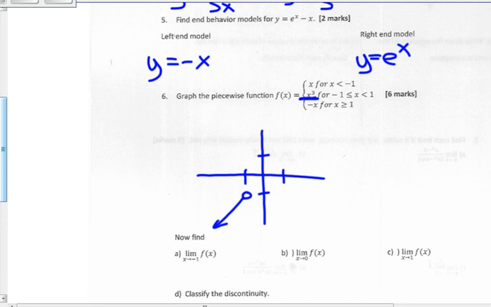X cubed. We know that looks like this. It's going to have endpoints at negative 1. And notice how that's included. So now we can fill in this dot. And 1, which is not included. So I'm going to need an open dot.